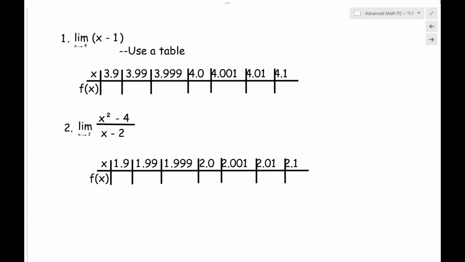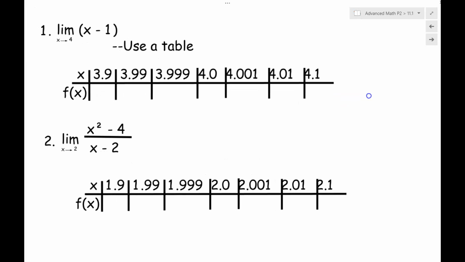Okay, so when I look at the table idea, what I'm asking you to do, if you can see this, it says, and I don't know why my numbers are so small on my limit. I'm going to make this a little bit bigger.